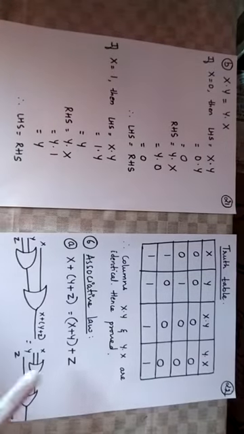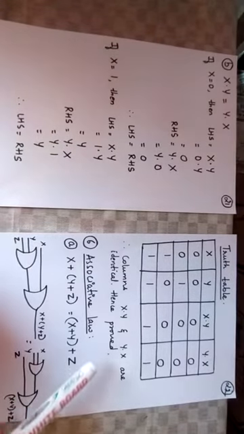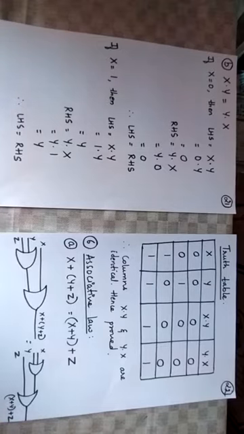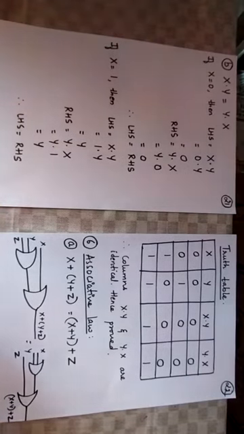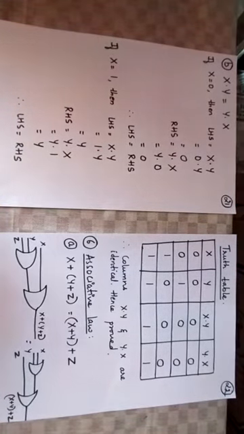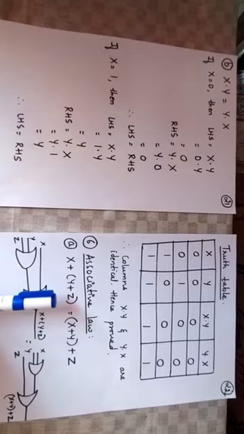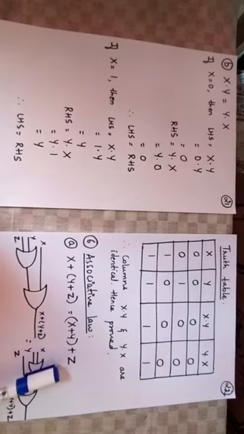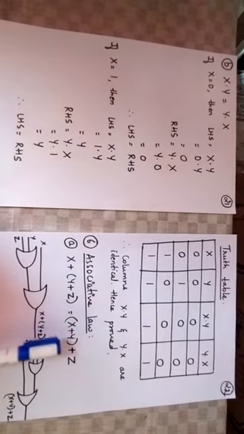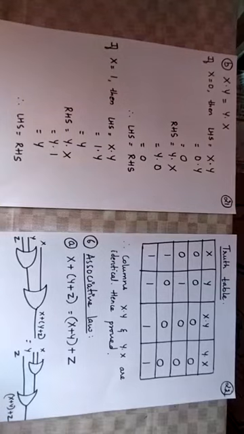Now coming to the next law, which is the associative law. Now what is this associative law? Under this associative law there are again two types. The first one is x plus (y plus z), wherein y plus z are taken under parentheses. This equals again (x plus y) plus z, but here x plus y are taken under parentheses.